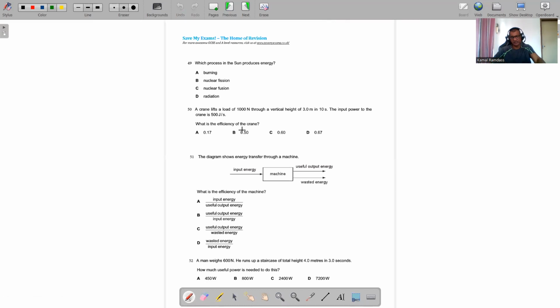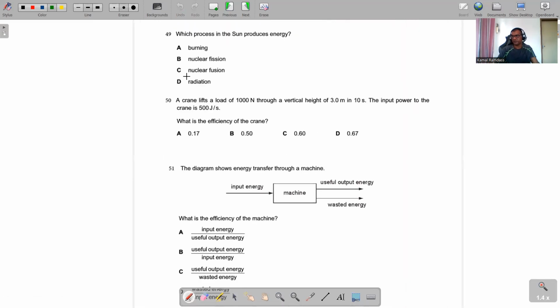Which process in the sun produces energy? Nuclear fusion. A crane lifts a load of 1000 newtons to a vertical height of 3 meters in 10 seconds. The input power of the crane is 500 watts. What is the efficiency of the crane?